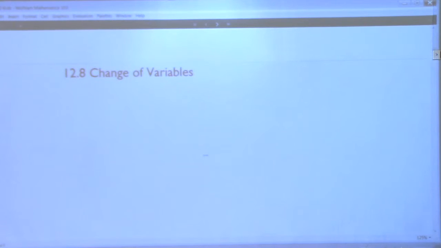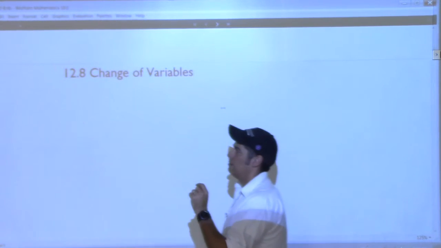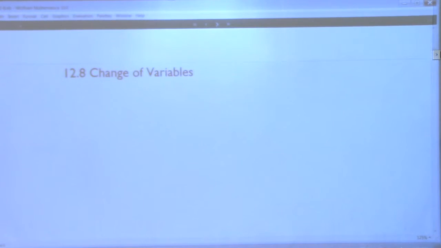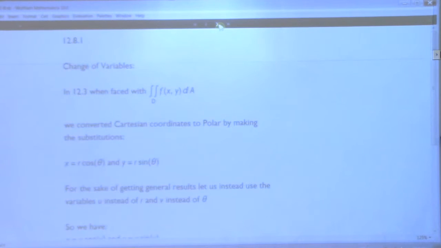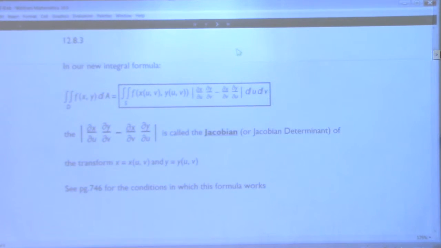Okay, so I think the way I want to do this is I just want to show you this. I just want to give you the formula first. Okay? And then after I give you the formula, we'll talk about where it comes from. So I'm going to get to the notes here. Where are they? There we go.